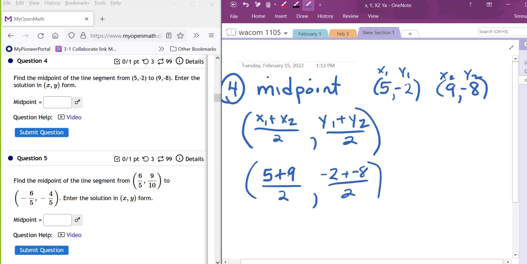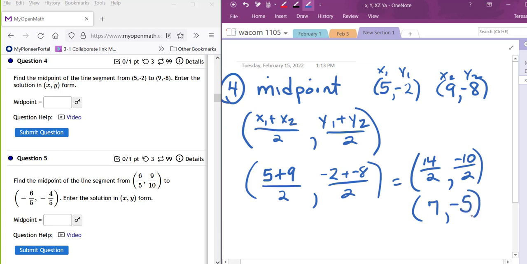So 9 plus 5 is 14. 14 divided by 2 will give us a 7. And this will be -10 divided by 2 will give us a -5. So 7, -5 should be my midpoint.